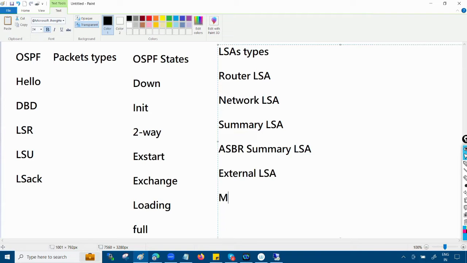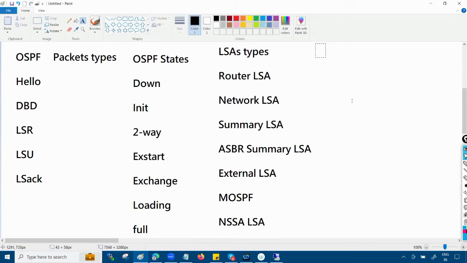Then we have LSA 6, called MOSPF, which is not supported by the Cisco router. But when you form a neighborship with a different kind of vendor, this MOSPF LSA will appear in your Cisco router, and the log messages will appear. You can ignore those log messages by putting the command mospf lsa ignore. And then we have NSSA LSA 7. Basically, these are the major types of LSA. Apart from that, we also have the opaque LSA, which we'll see in the traffic. Don't worry.